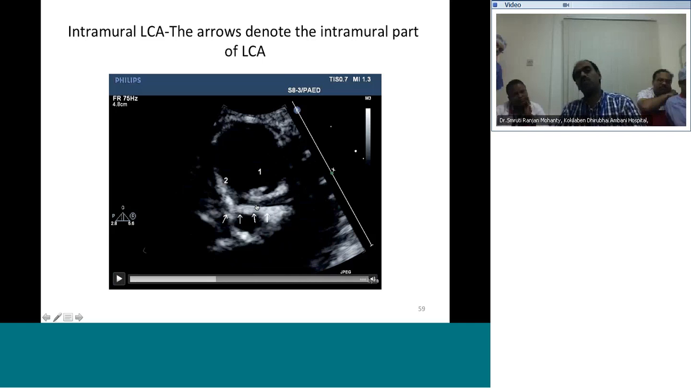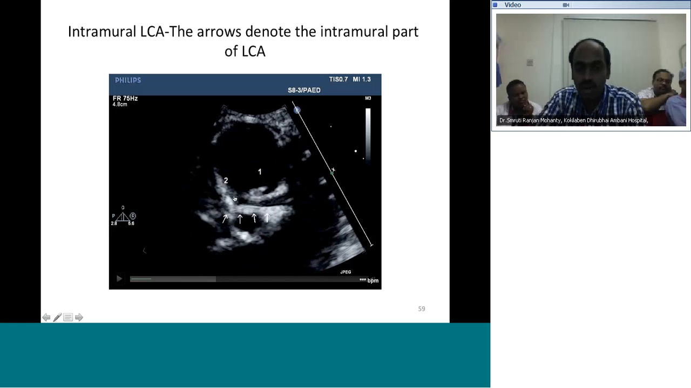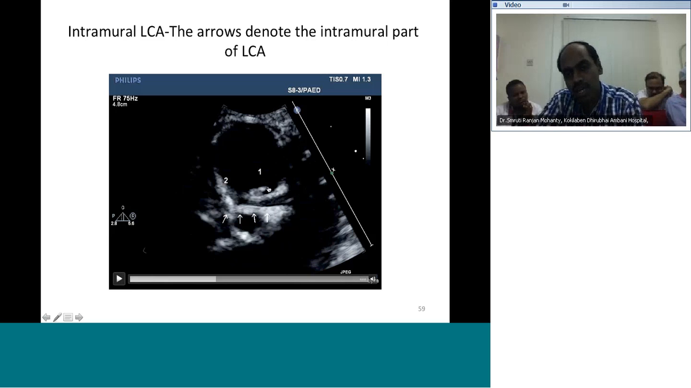So what is the definition of an intramural coronary on echocardiography? The intramural coronary should arise from the contralateral sinus. It should cross over the commissural area. It should be between the aorta and the pulmonary artery, and the wall of the coronary artery should be shared with the wall of the aorta.